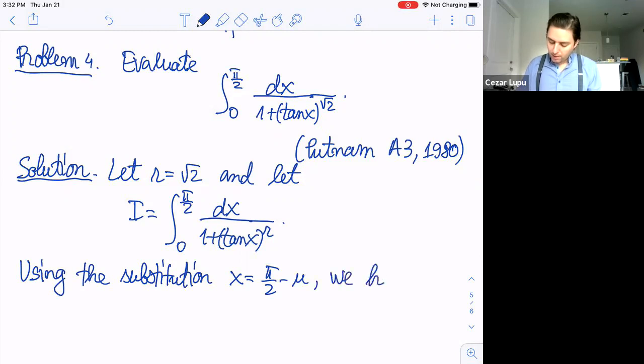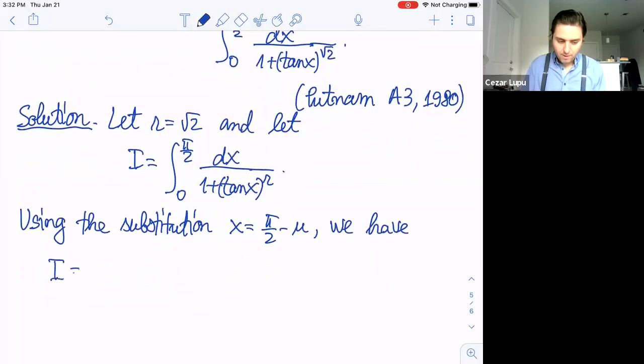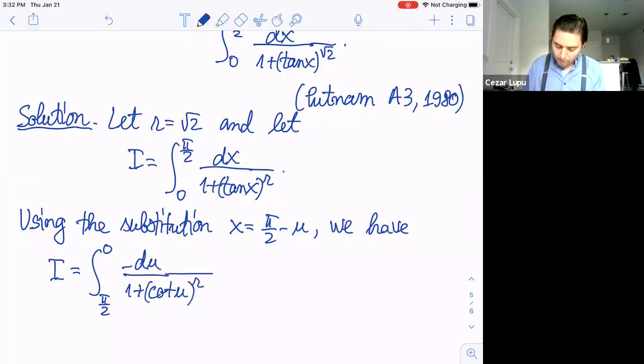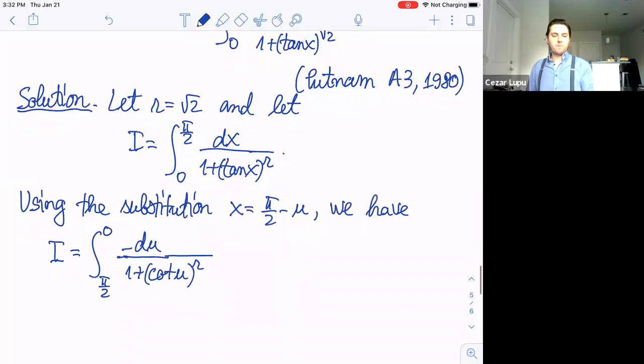What do we have? dx will be negative du. When x is 0, u is pi over 2. When x is pi over 2, u is 0. So we have I as the integral from pi over 2 to 0 of negative du over 1 plus cotangent, because the tangent of pi over 2 minus u is the cotangent of u, everything to the power r. All right, so that's the integral with the new variable.